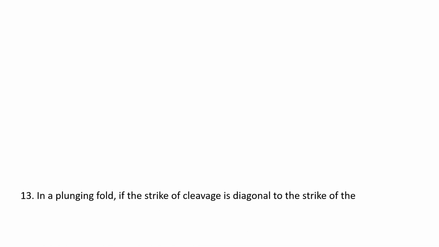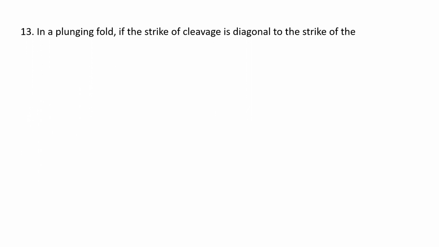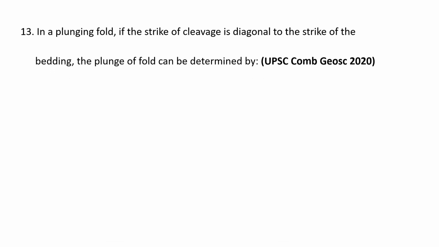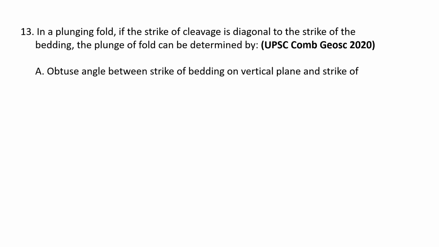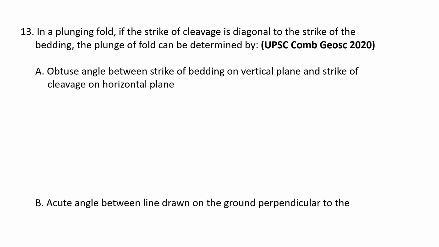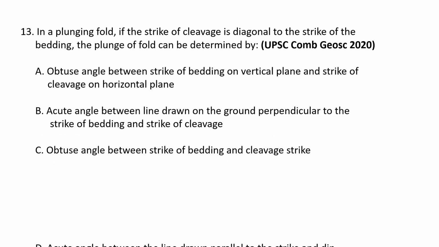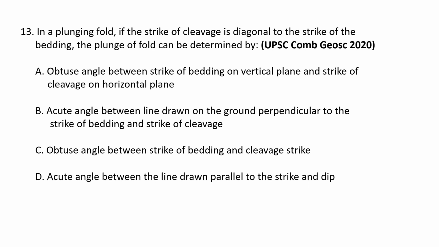Next question. In a plunging fold, if the strike of the cleavage is diagonal to the strike of the bedding, the plunge of a fold can be determined by A. Obtuse angle between strike of a bedding on vertical plane and strike of cleavage on horizontal plane, B. Acute angle between a line drawn on the ground perpendicular to the strike of the bedding and strike of the cleavage, C. Obtuse angle between strike of bedding and cleavage strike, and D. Acute angle between the line drawn parallel to the strike and the dip. So the correct option is the acute angle between the line drawn on the ground which is perpendicular to the strike of the bedding and strike of the cleavage. B is the correct option.